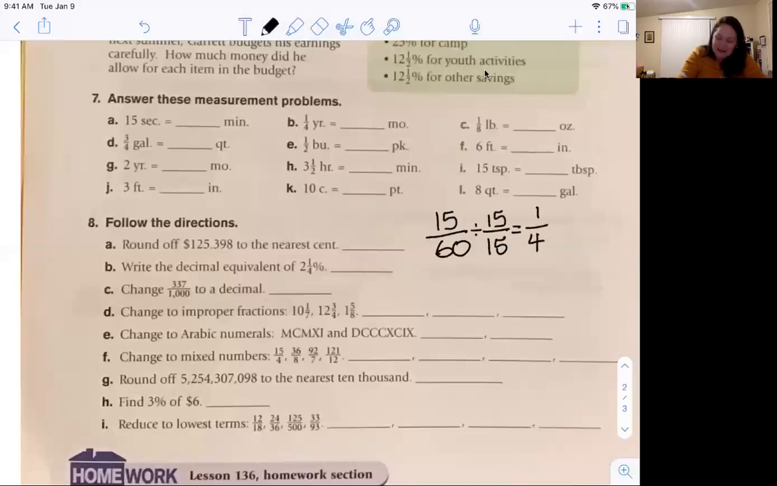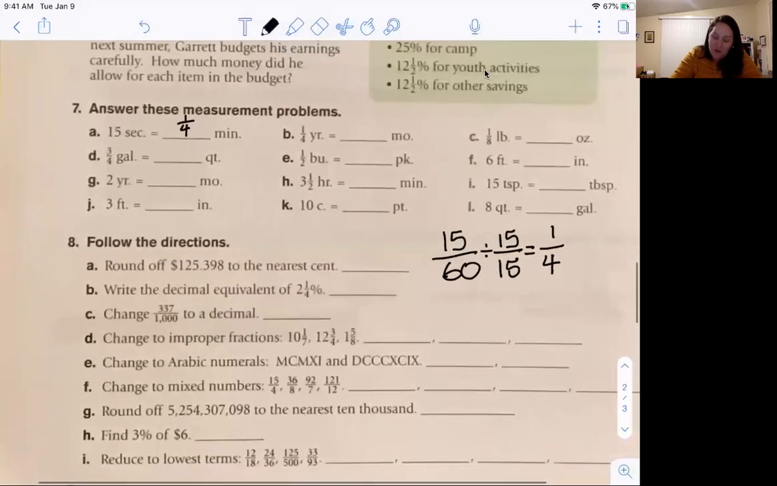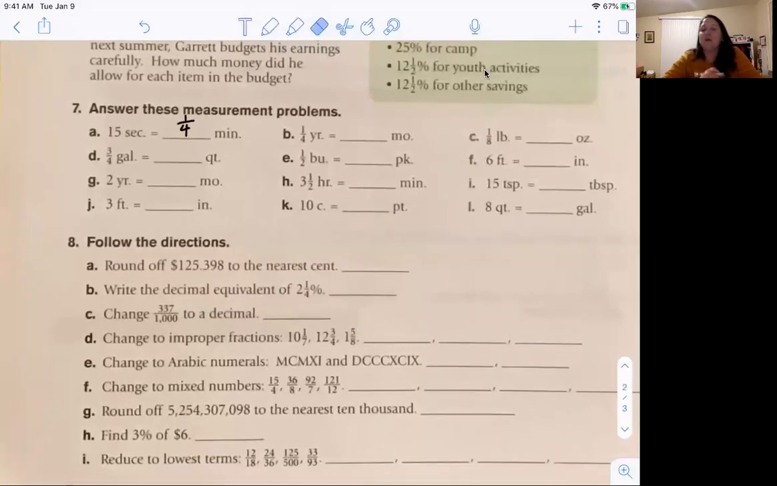15 seconds is 1/4 of a minute, and it's a little bit small, but you could still see it. So 15 seconds is 1/4 of a minute, or 25% of a minute. It's not very long. Let's go to letter B. 1/4 of a year is how many months?